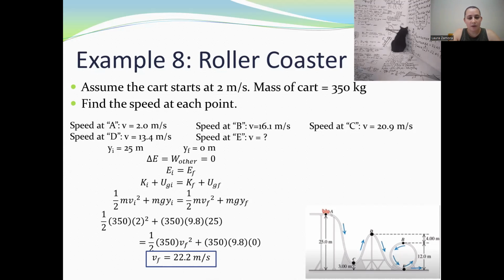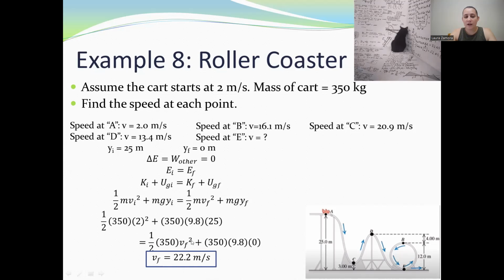The right side of the equation, here, we can do it with 0. 350 times 9.8 times 0 is 0, right? So that term we don't really need to worry about for this calculation. So we just have that 1/2 times 350 times speed squared. So we know that 86,450 equals 1/2 times 350 times speed squared.